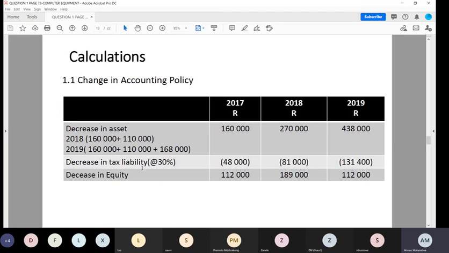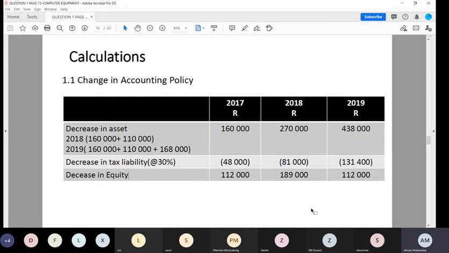Very important. A decrease in assets will lead to a decrease in tax that you're going to pay. And a decrease in assets will also lead to a decrease in equity. For those who attended the class on Monday, who were dealing with inventory, I said, when inventory increases, your tax also increases, and your retained earnings or your equity also increases.